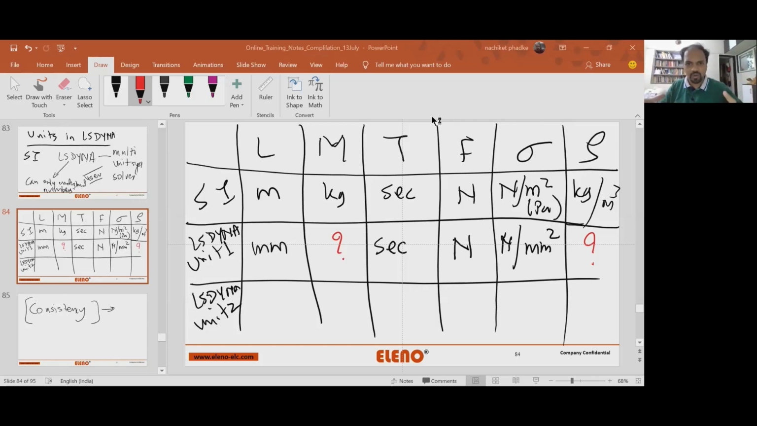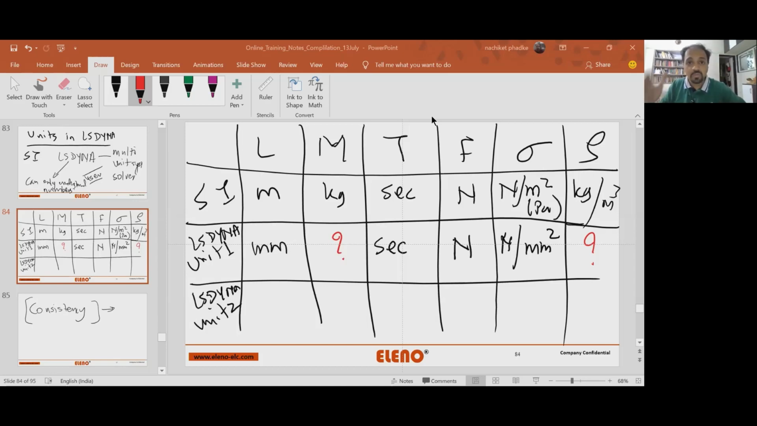We are discussing units in LS-DYNA. Make sure you are creating a proper chart like this, and you are actually writing down why we need LS-DYNA unit system number 1. Why we need it. Okay, we are needing that because we want our stress to be in Newton per millimeter square, and we want our time to be in second. What will be the unit for mass and how?